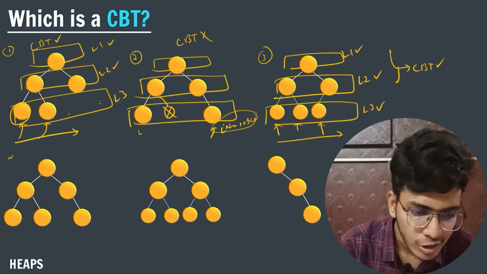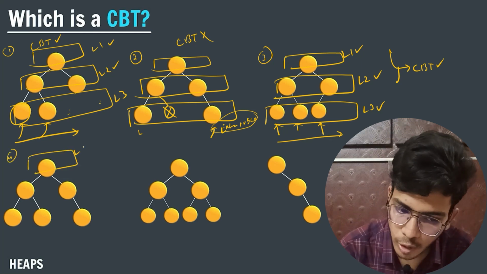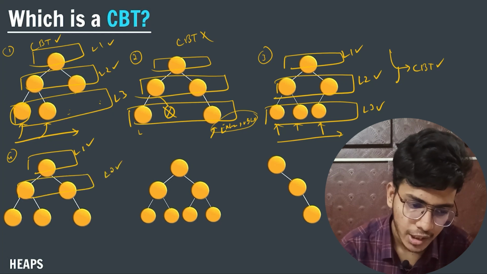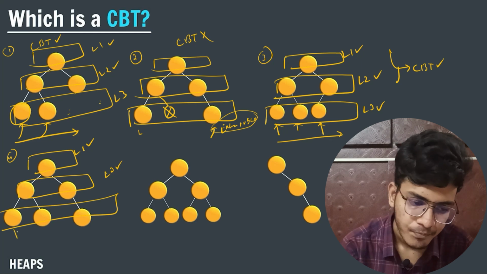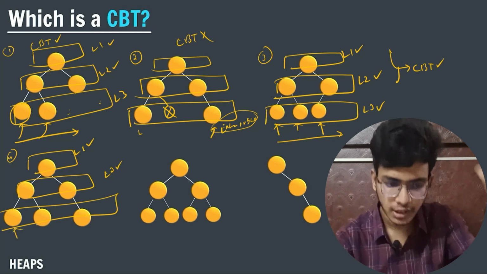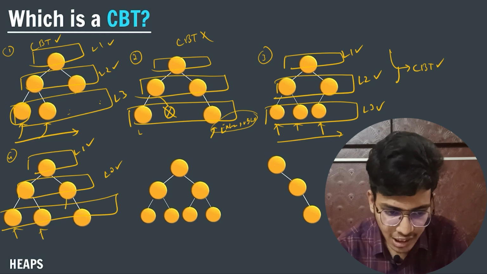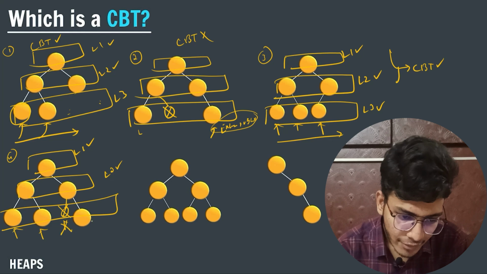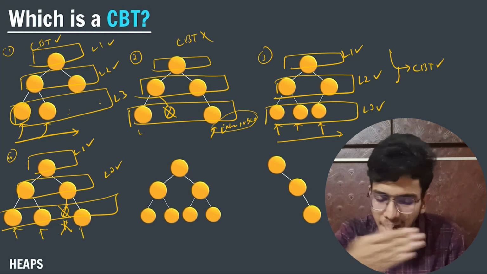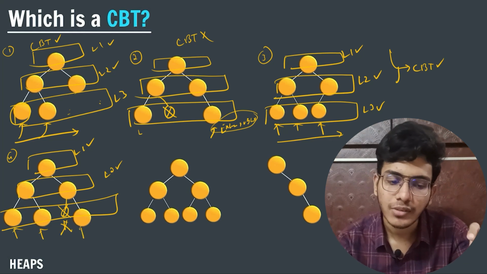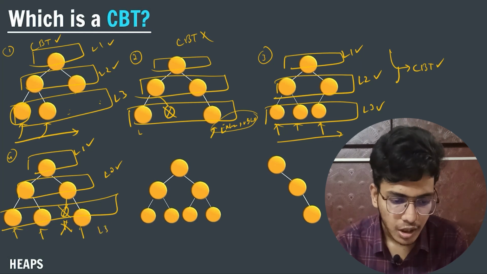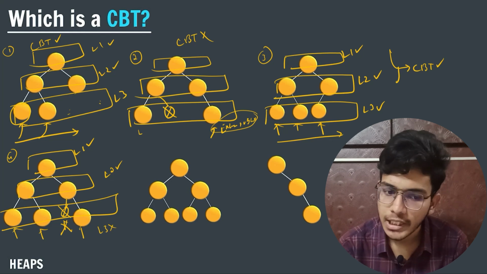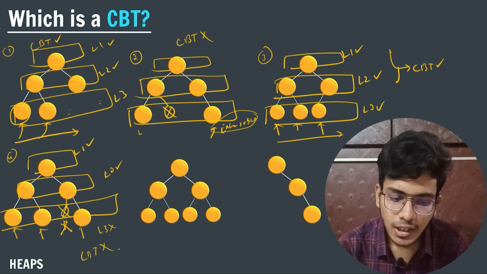Now let us talk about the fourth diagram. Level 1 is satisfied, level 2 is also satisfied. Now if you observe level 3, I have filled the left element, then the next element. After that the next element should come here, but instead of filling here, I haven't filled it and I have gone to the extreme right side. Because of this disorder, my third level is not following the property of a CBT, and because of this it is not a CBT.